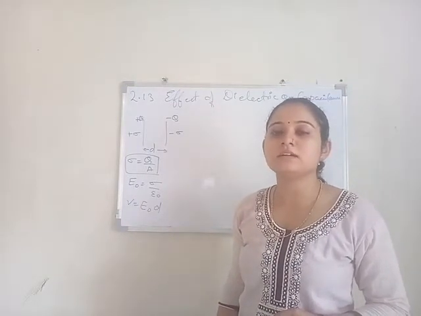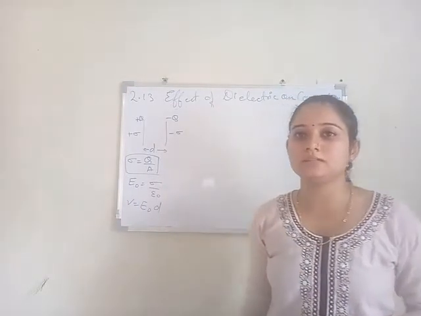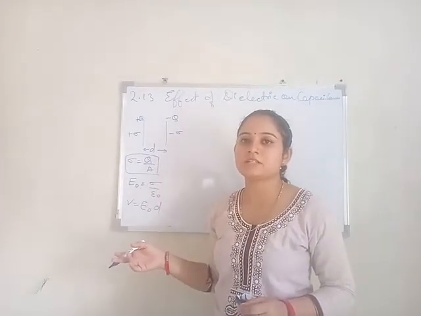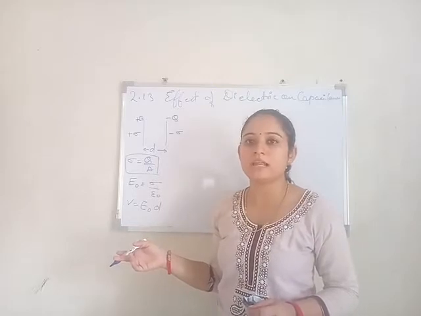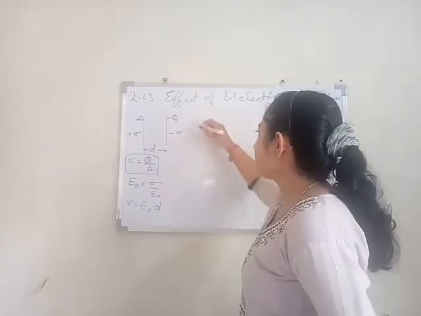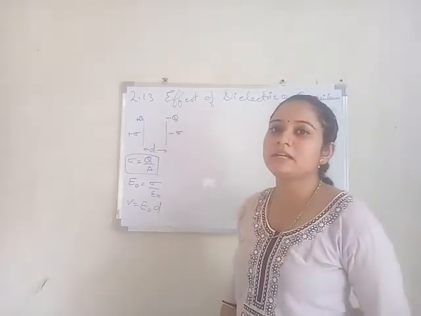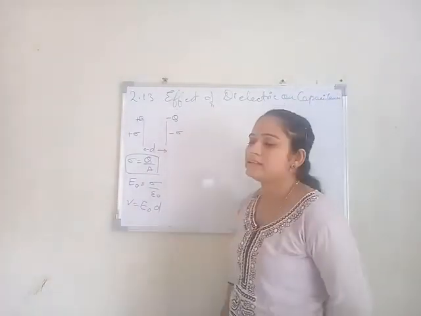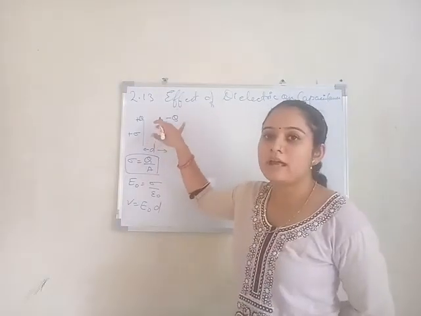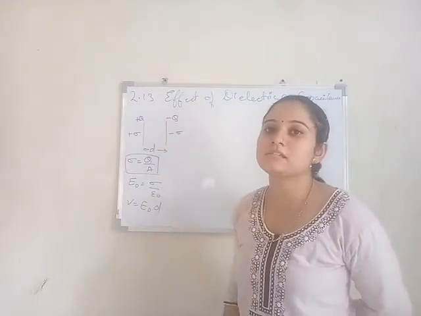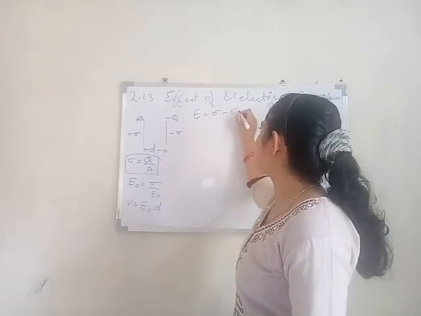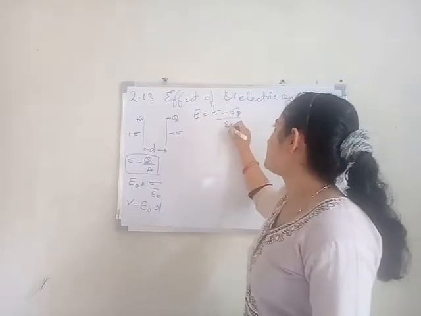Now if we insert the dielectric material, it can be anything. We have discussed in a previous lecture the different types of dielectric materials like mica, paper, ceramic, etc. So if we insert the dielectric material between these two plates, then the dielectric will be polarized by the electric field. So we will get E equal to (sigma minus sigma P) upon epsilon 0.